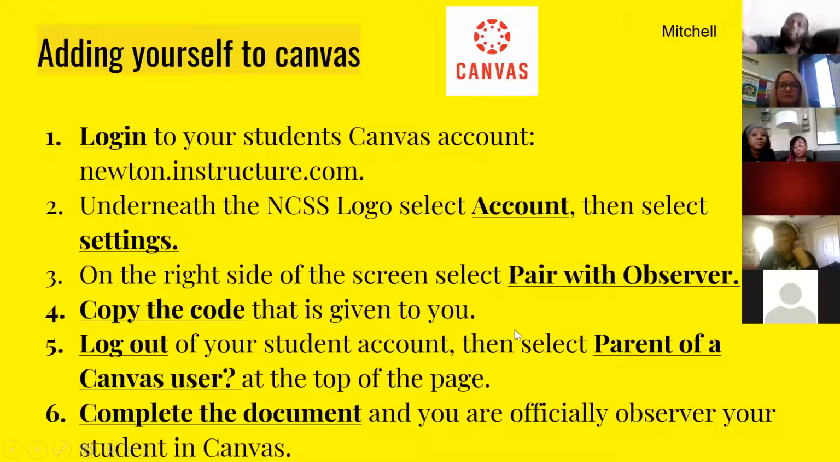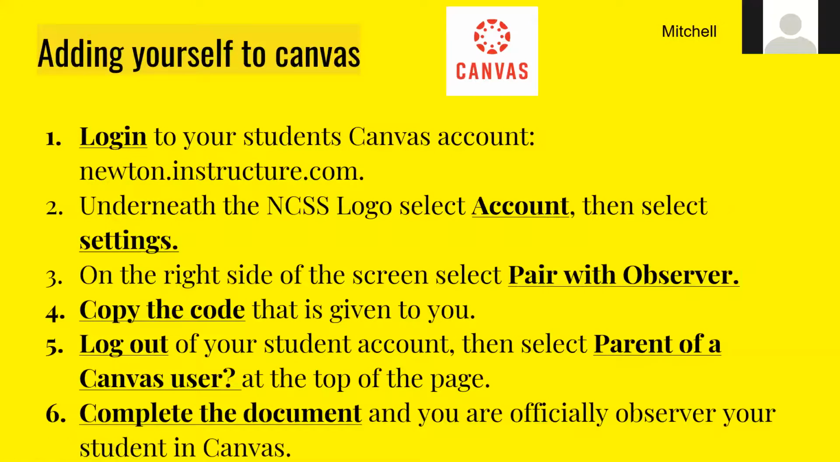Number 5? Yeah. Log out of your student's account and then select Parent of a Canvas User at the top of the page. Complete the document and you are officially observing your student in Canvas.